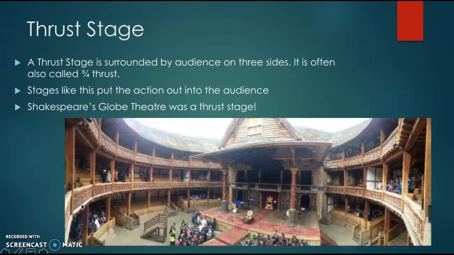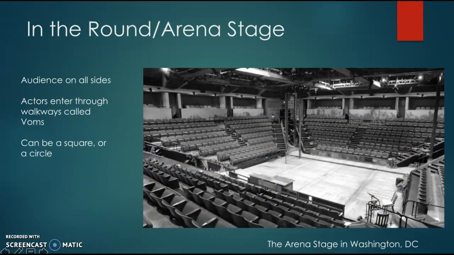Our next version of a theater space is what we'd call in the round or an arena stage. And what this means is that the audience is on all sides of the performance. So actors enter through walkways that are called vomitoria, and you can see those right here and here and here and here. So in this particular setup, there are 4.